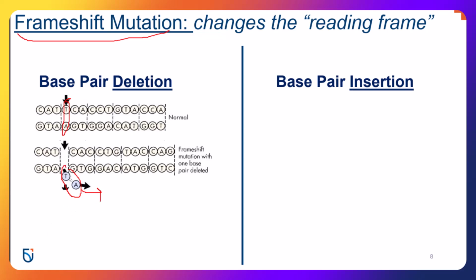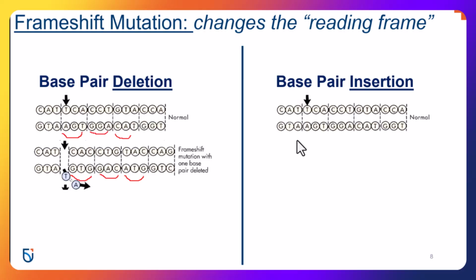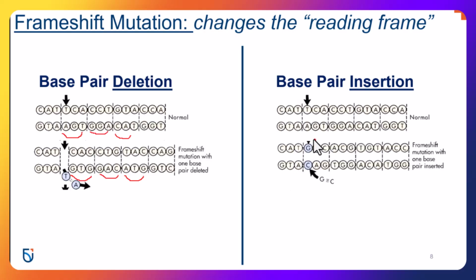The group of 3 shifts. So what we saw once as this group and this group and so on and so forth is now completely different. And the same thing would be true then with an insertion. If we add in another base pair, you can still see that from the original, everything now is shifted and we have a new group of 3.